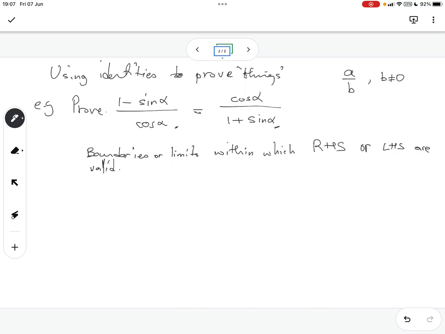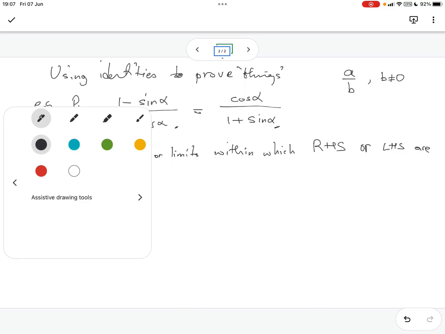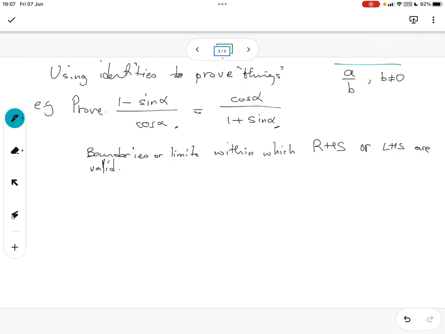Valid, so that if I have a fraction, just as A over B is a fraction, I cannot have B equals 0. Why is that important? Why do you think this is important? Who wants to take a guess?